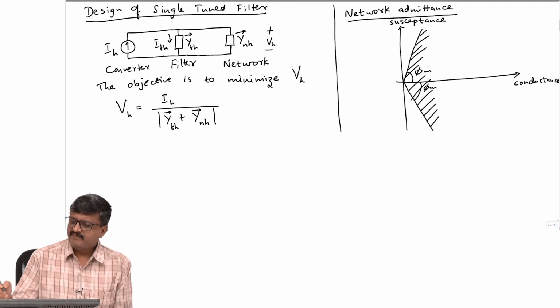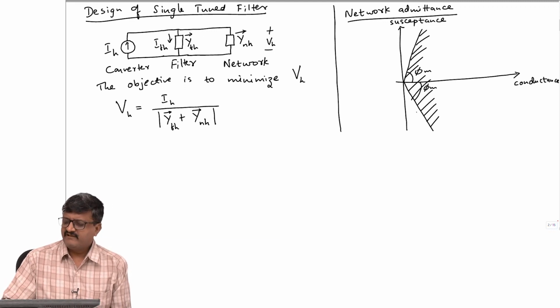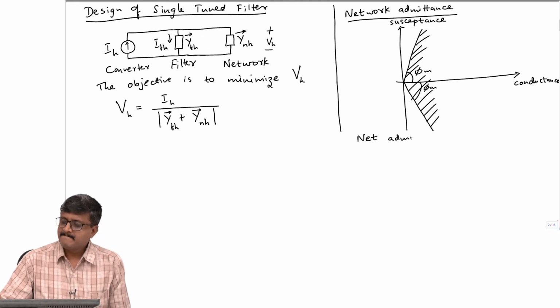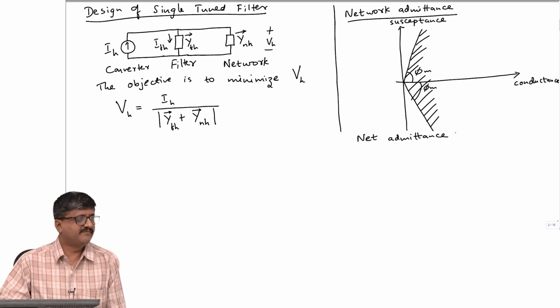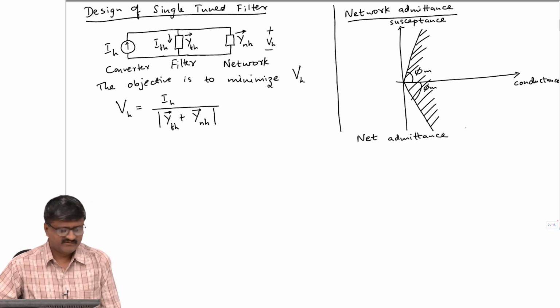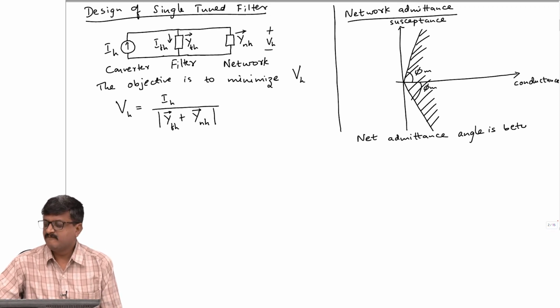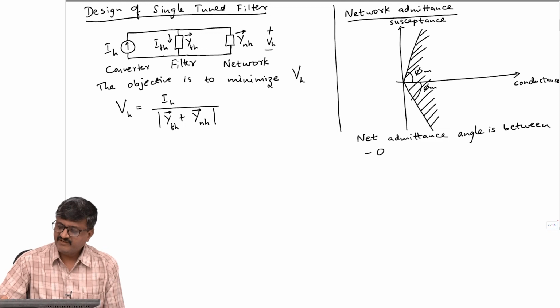So, essentially the network admittance has an angle which is between minus phi m and plus phi m. Network admittance, or in fact impedance, both have the same phase angle range. Okay. One is the reciprocal of the other. So, the network admittance angle is between minus phi m and plus phi m.